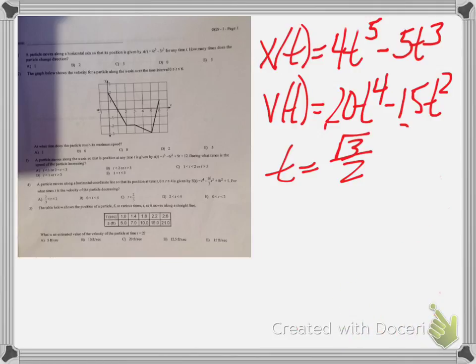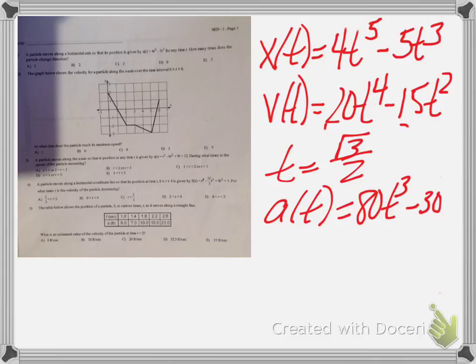Okay, so it changed direction. The velocity equals 0, but we also have to make sure that the acceleration does not equal 0. So the acceleration is just the derivative of the velocity, which will be this. Okay, and then we're going to put radical 3 over 2 in for t, and we need to just double check that.